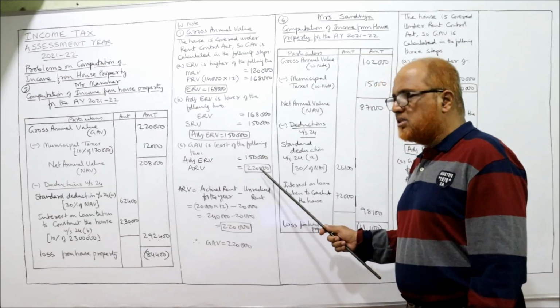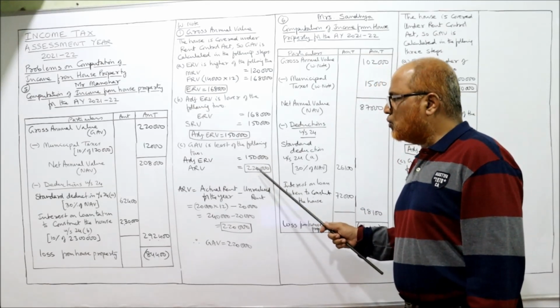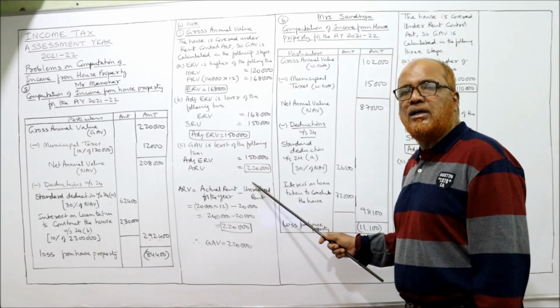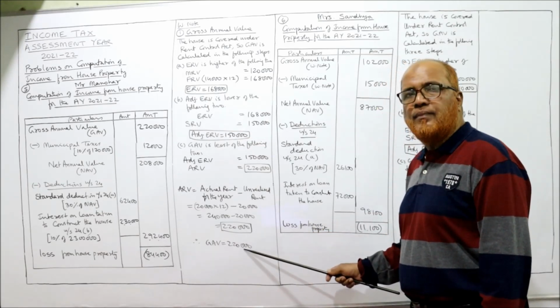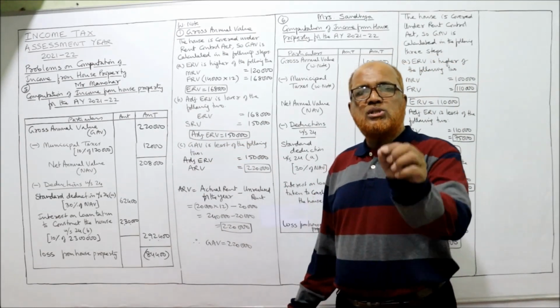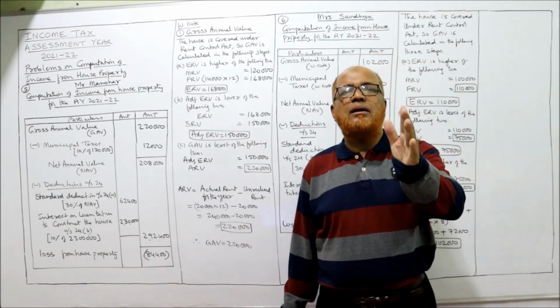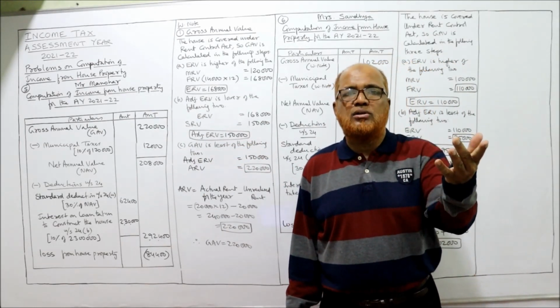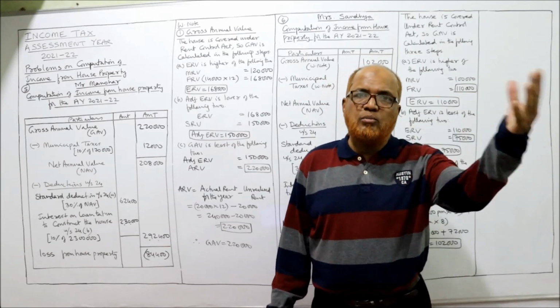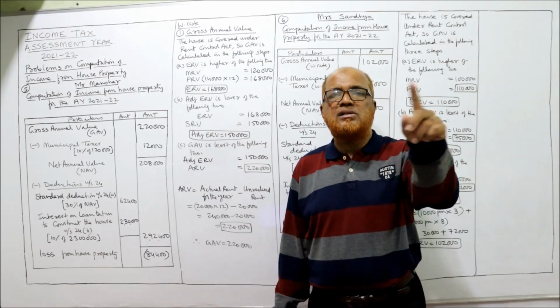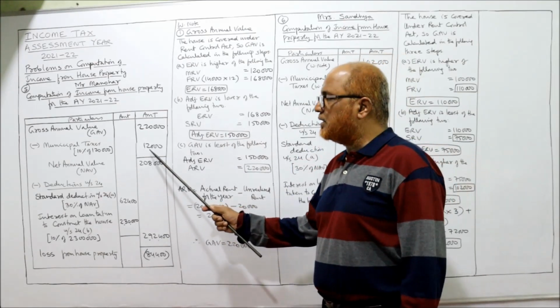So 2,20,000 is the ARV. Now higher of these two, 1,50,000 or 2,20,000, higher is the GAV. So 2,20,000 is the GAV, gross annual value. Municipal taxes are given in the problem, 10% of what? Of municipal rental value. Municipal taxes are based on municipal rental value. So 10% of 1,20,000, 12,000.